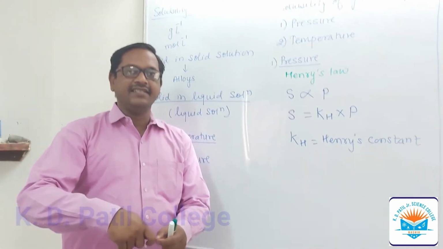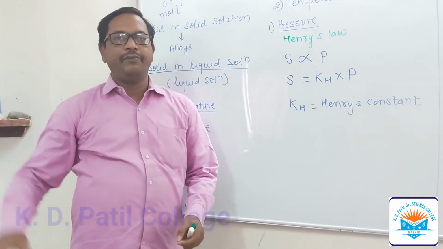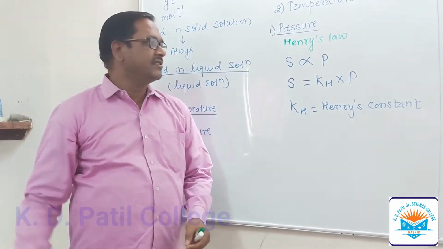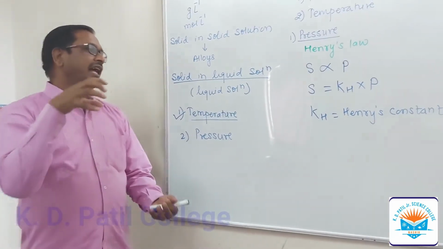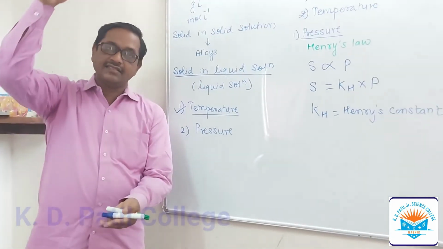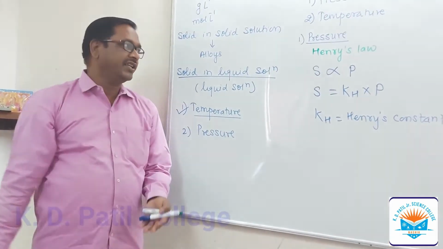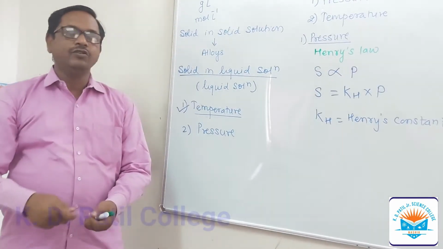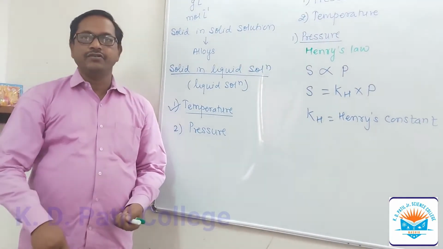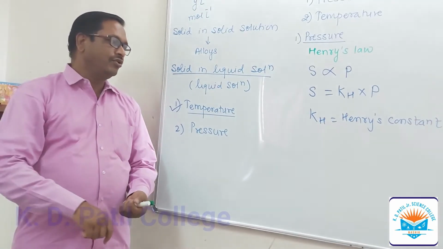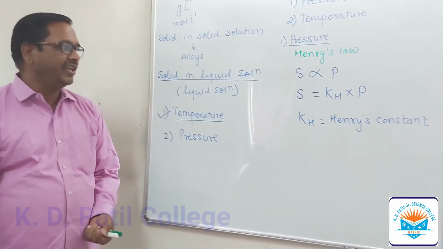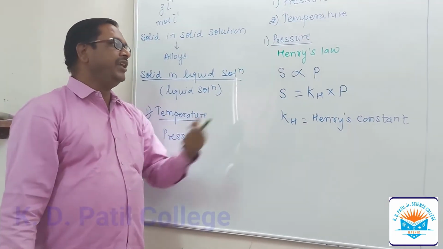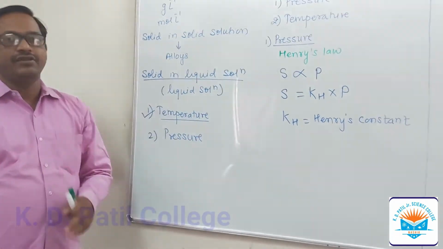The gases come out very rapidly or instantaneously from the bottle, because initially carbon dioxide gas is dissolved under pressure in the liquid, and when you open that bottle the pressure goes on decreasing, therefore solubility also goes on decreasing and gases escape from the cold drink. This is the application of Henry's law.